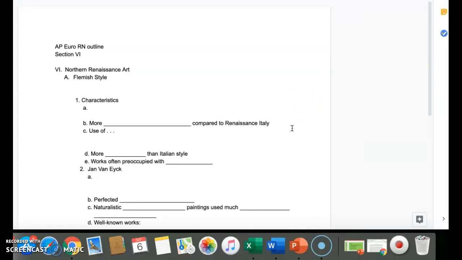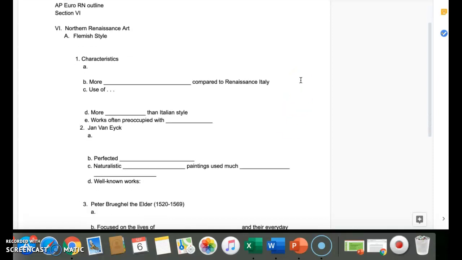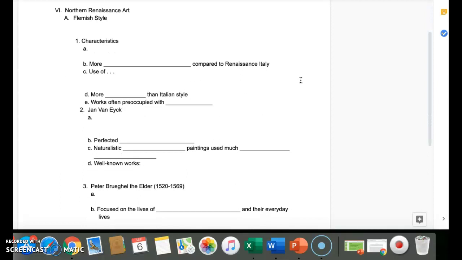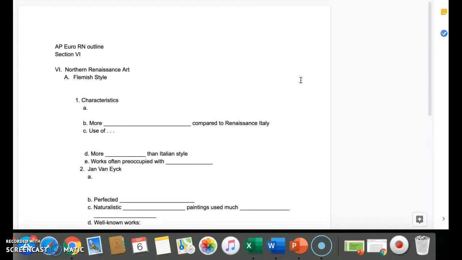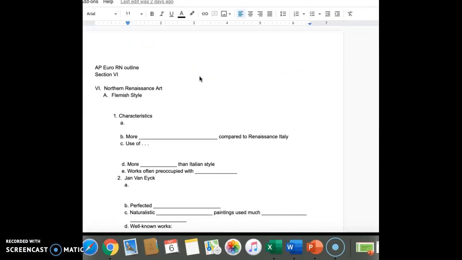So this is the typed outline we're going to use for section 6 on the Northern Renaissance art. So make sure, again, you either have this printed out or you've jotted this information down to refer to as we go through the recorded PowerPoint. We're actually going to begin with the location of this Northern Renaissance art.